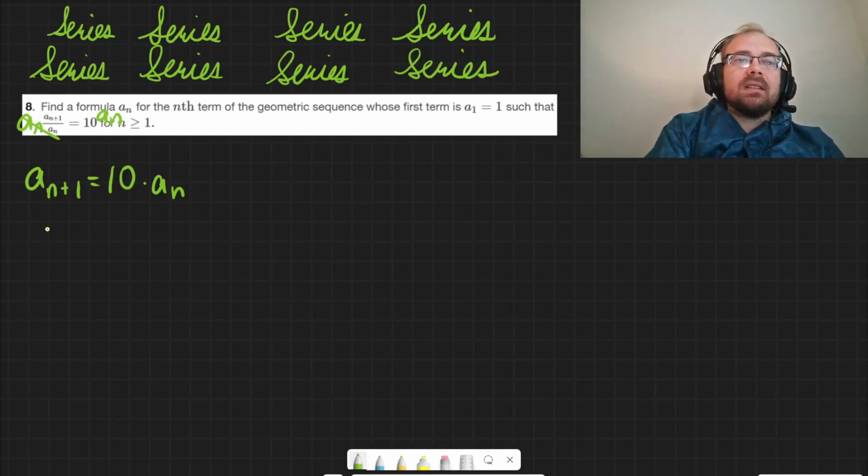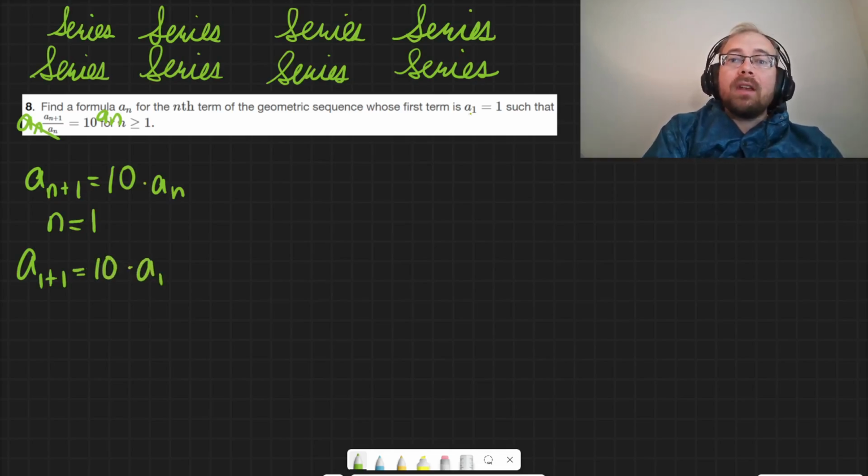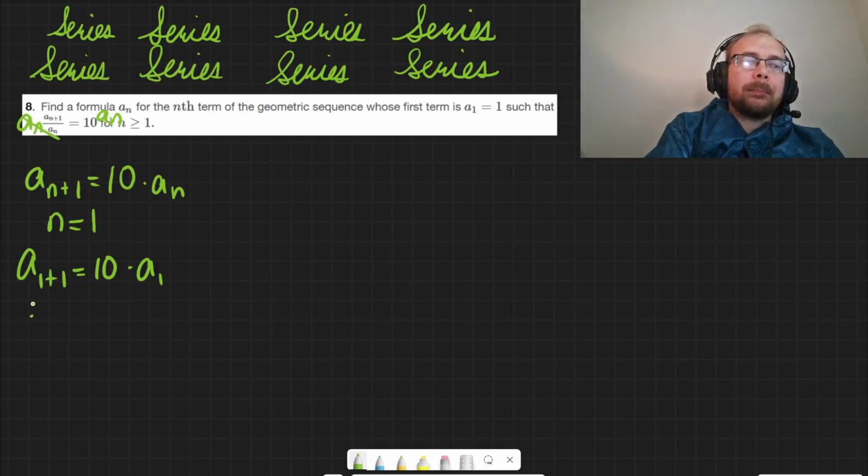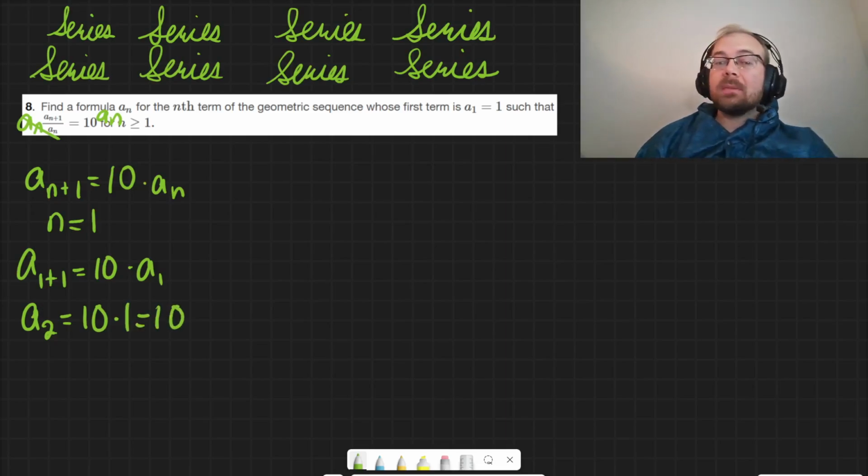For instance, let's say n is 1. So that would be a sub 1 plus 1 equals 10 times a sub 1. Well, we know a sub 1 is 1. So that would be a sub 2 equals 10 times 1, which is 10. So if the first term is 1, the next term is 10.